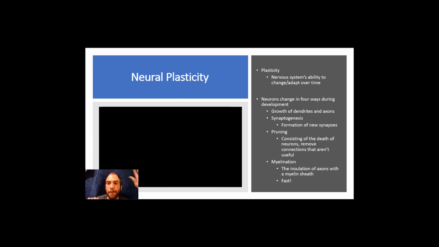So you have neurons developing through pruning, which is literally killing neurons and getting rid of connections, forming new connections, and making those connections faster through myelination.